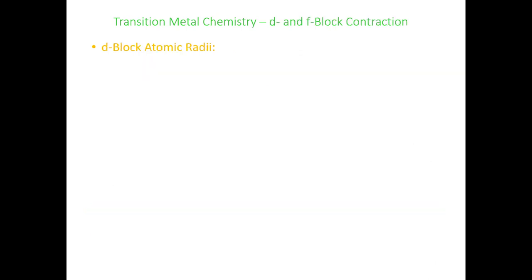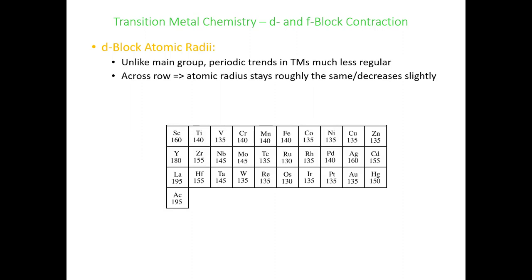So how does the poor shielding of d orbitals influence the atomic properties of the transition metals? Well, unlike the main group, the periodic trends in transition metals are far less regular. Across a row, the atomic radius stays roughly the same or decreases slightly. Can you explain why this trend arises?